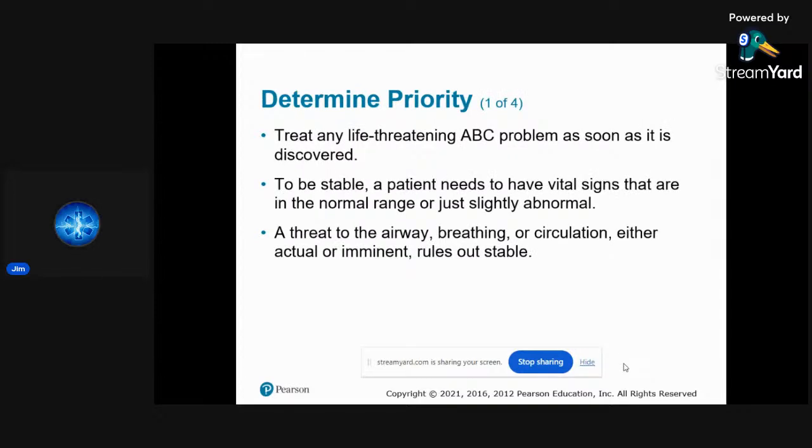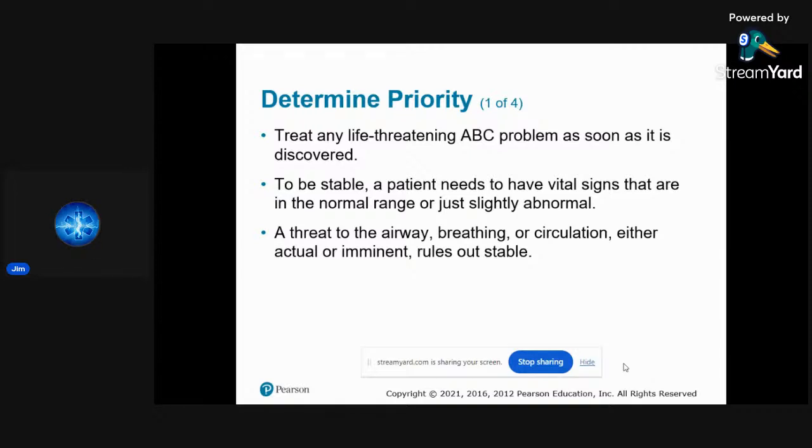Next comes determining priority. We have two priorities. It's load and go, which is a critical patient, or as we call it, stay and play, where we have time to do further assessments and maybe some treatment. So we're going to treat any life-threatening ABC problems as soon as possible when they're discovered.